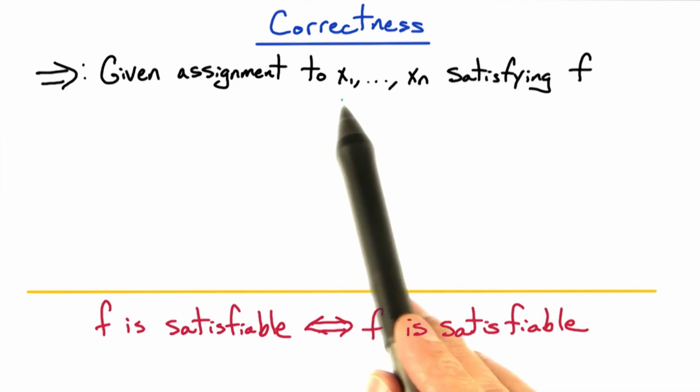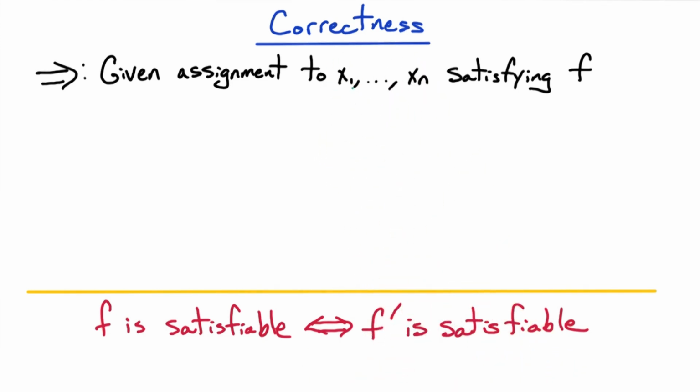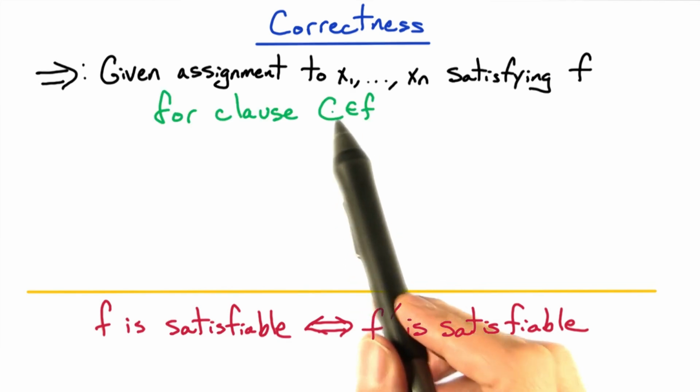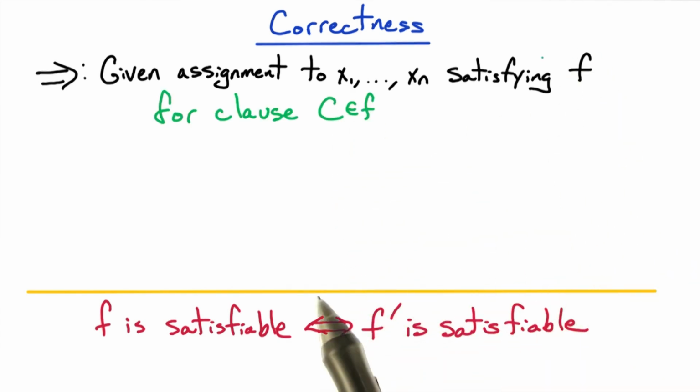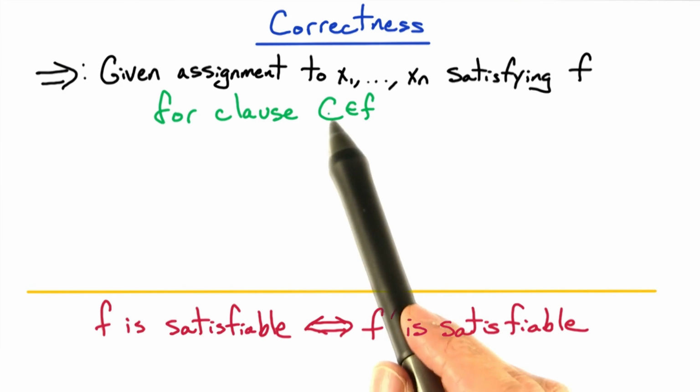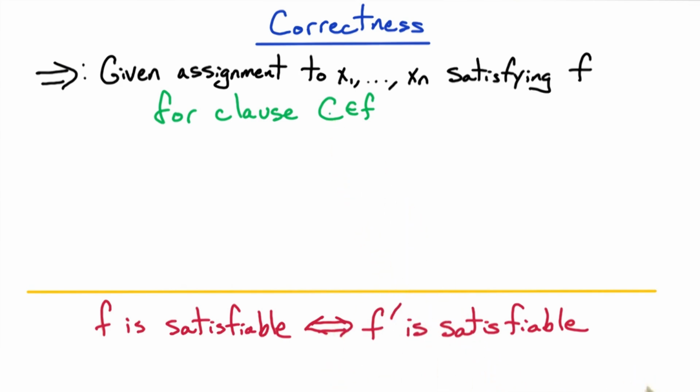Now since we're keeping the assignment for these n variables the same, and the new variables are distinct for each new clause, we can look at it clause by clause. So let's look at clause C in the original formula f. If C has at most 3 literals, then it's obvious. If C is bigger than size 3, then we replace C by this sequence of k-2 clauses called C prime.